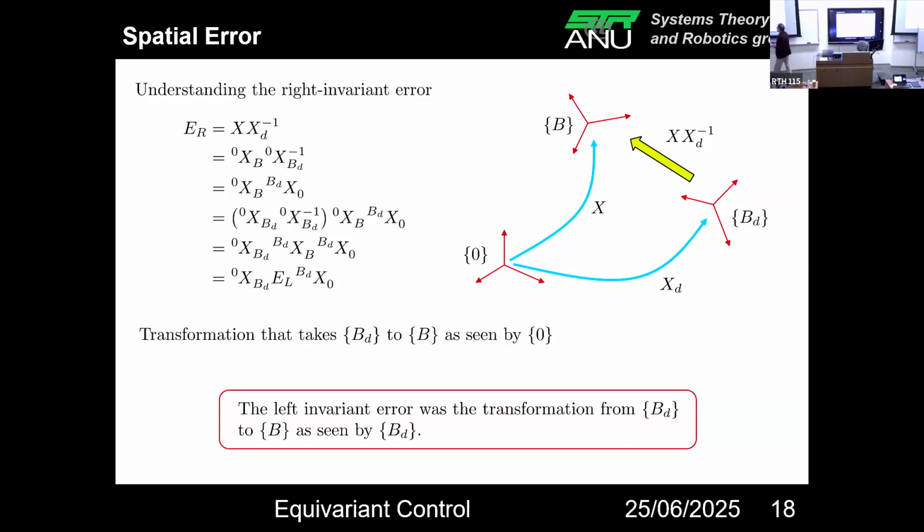Now, this transformation here can be thought of as a coordinate transformation. What it does is, if I take something in frame 0, expressed in frame 0, and apply this, I get something expressed in frame BD. This becomes a transformation that takes BD to BD. Well, it's taking BD to B in BD, and this undoes the coordinates of what's going on, okay? So that's what the right invariant error is doing, and that's what I've drawn here. It's taking the frame BD to B, but from the perspective of 0.